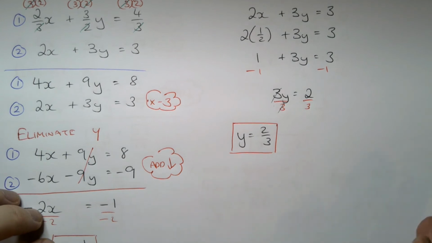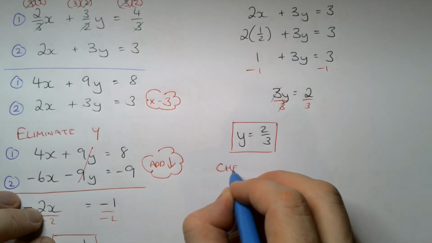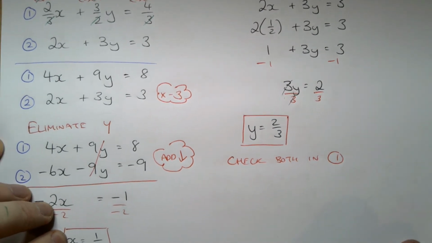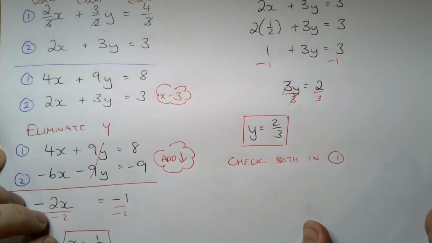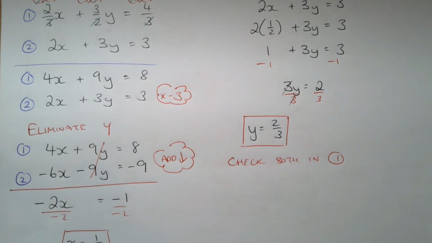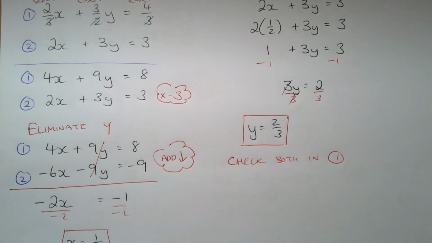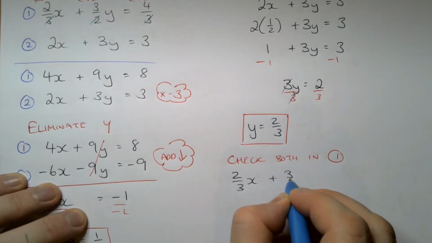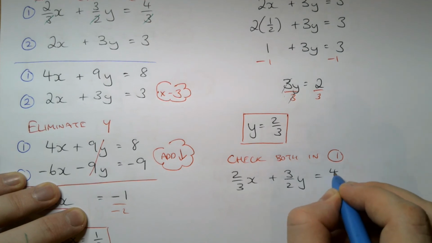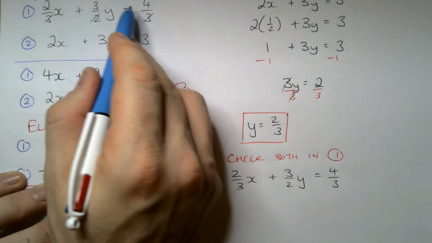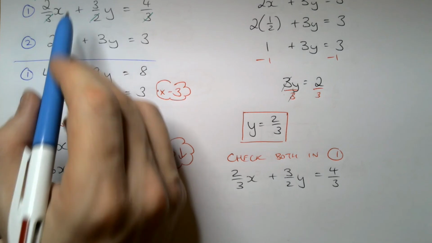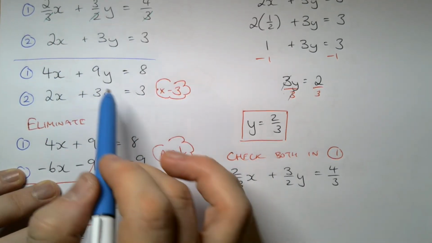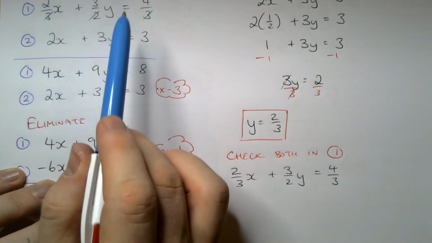So I'm going to check both in 1. Now, if the examiner asked you specifically to verify, then you would have to make sure to do this. But if he doesn't, it's just good practice for yourself. So I'm going to say 2 over 3x plus 3 over 2y equals 4 over 3. So that was the first equation, back to the very original. And it's always safer. Sometimes students ask me, can I use this one? You can, but if you'd made a mistake, then you might follow on and seem like you get it right. So I always just check the original.